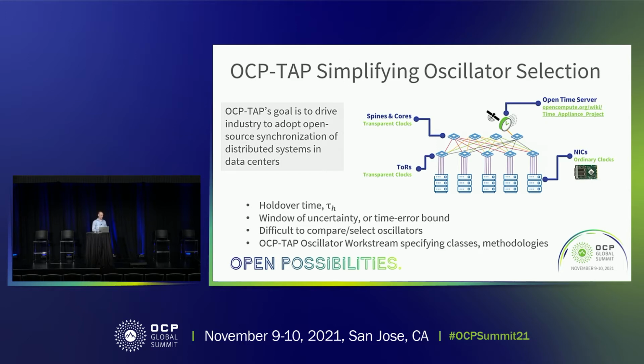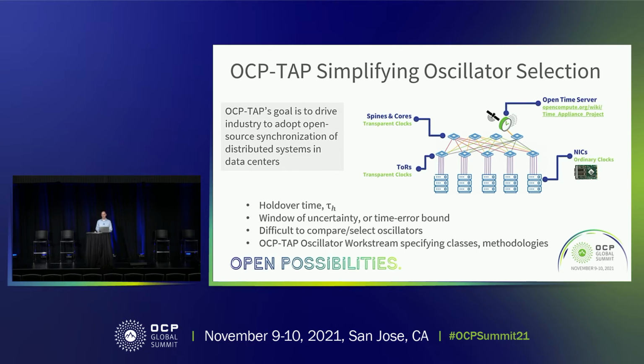And so our goal in the oscillator workstream is to dictate, to simplify, to make it easy for vendors to select these oscillators in terms of stability requirements and in terms of holdover. And part of the effort in the oscillator workstream is to define the holdover time, which we're going to call tau sub h. And also the window of uncertainty, or time error bound, is very important in the end application. So the server will need to report that to the application always, basically, continuously reporting this window of uncertainty. And so this places somewhat of a burden on the vendor to actually select the oscillator.